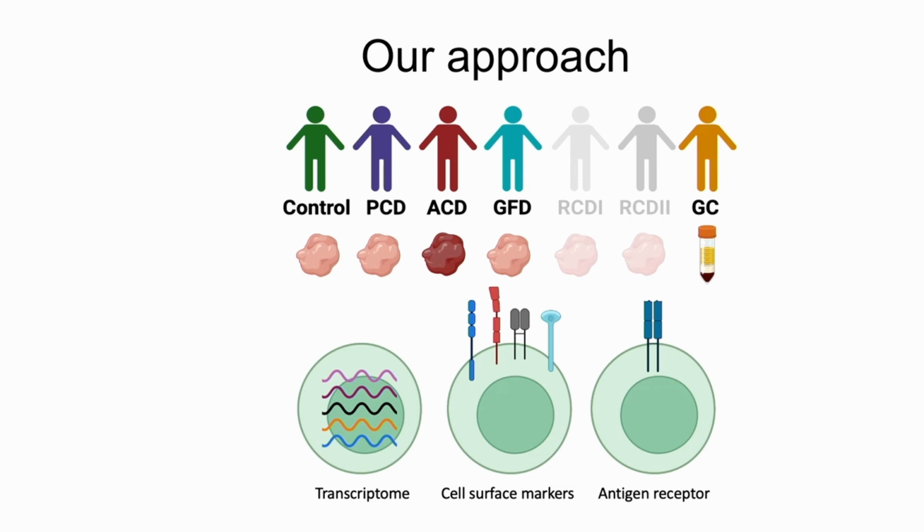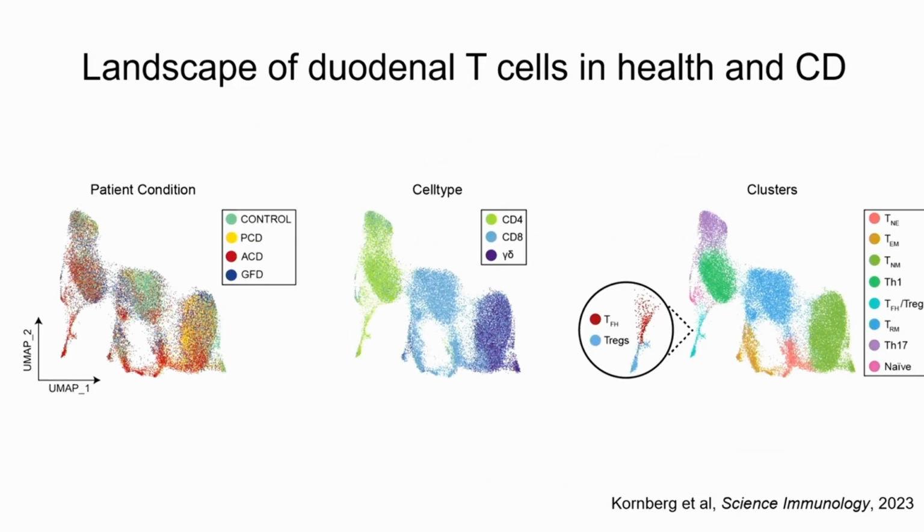So our approach was we started just by observing our patients, okay? We took intestinal biopsies and looked at the T cells from those biopsies with many different parameters. We did single-cell RNA sequencing on those T cells. We looked at 200 cell surface markers by CITE-seq, and importantly, we also looked at the T cell antigen receptor. So this is the kind of picture we get. We get a landscape of duodenal T cells.